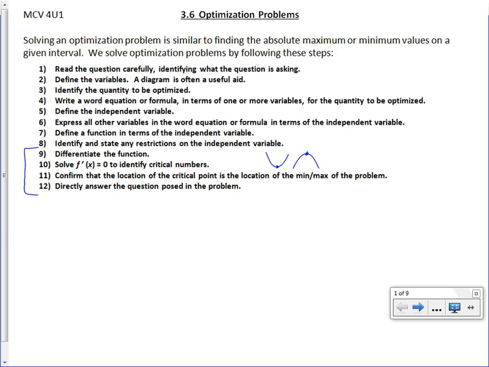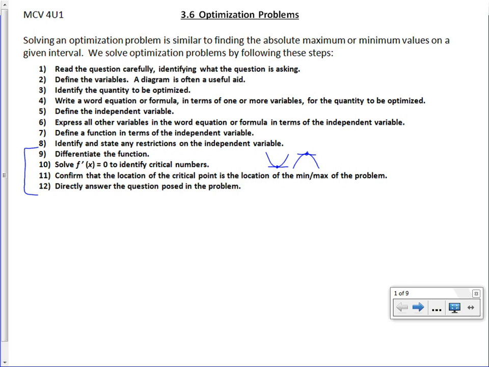And then confirm that the location of the critical point is the location of the min-max of the problem. So what I mean by that is, if I just figure out where the derivative is 0, I'm not sure if it's a max or a min. So I have to do some other test, i.e. check to see that a sign change occurs. Or I could do the second derivative test, right? Find the second derivative, figure out the sign at that location to figure out if it's concave up or down, and then be able to classify as min or max. So we'll see that process as we go through the examples.